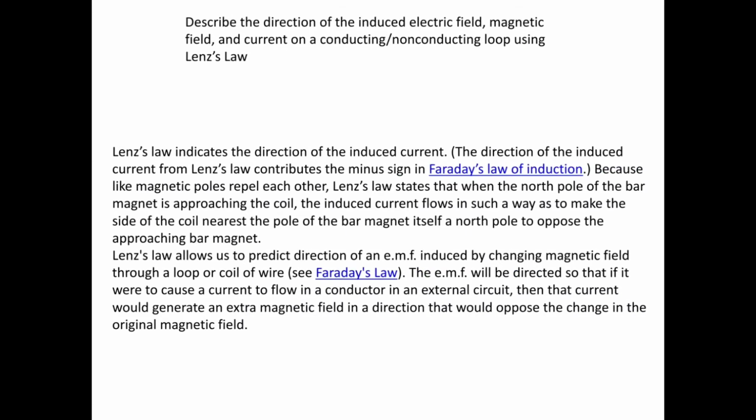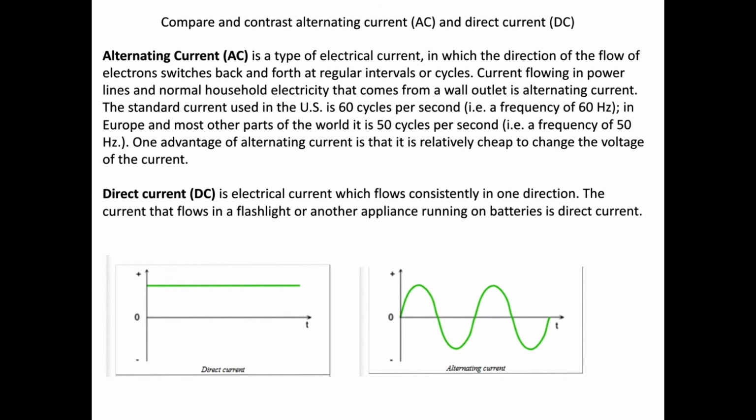Now let's describe the direction of the induced electric field, magnetic field, and the current of a conducting and non-conducting loop using Lenz's law. As I said earlier, Lenz's law indicates the direction of the induced current. Because like magnetic poles repel each other, when the north pole of the bar magnet is approaching the coil, the induced current flows in such a way as to make the side of the coil nearest to the bar magnet a north pole, to oppose the approaching bar magnet.